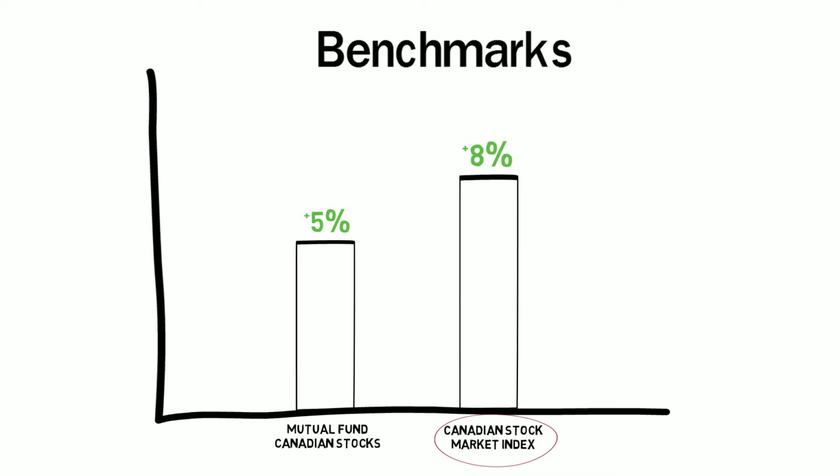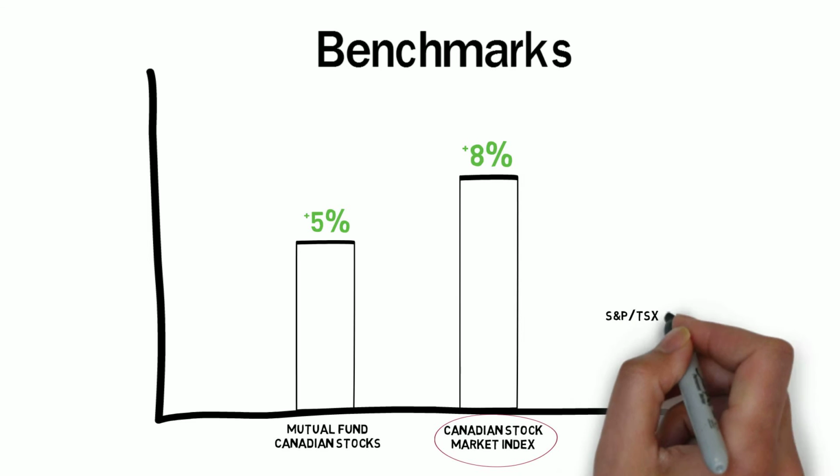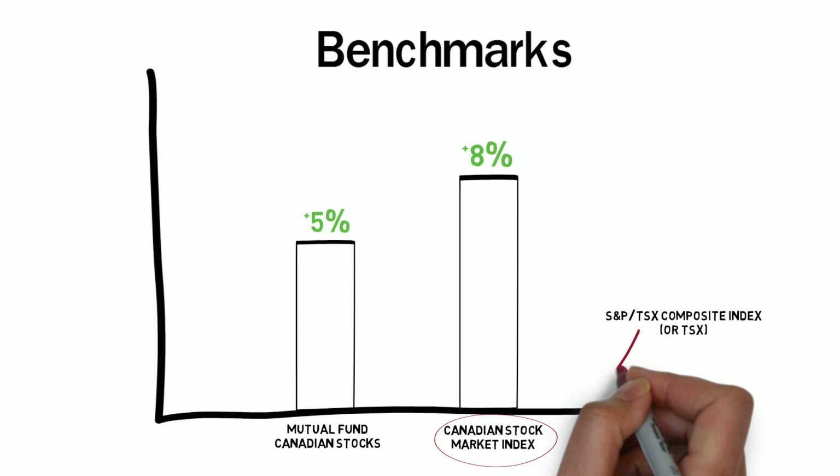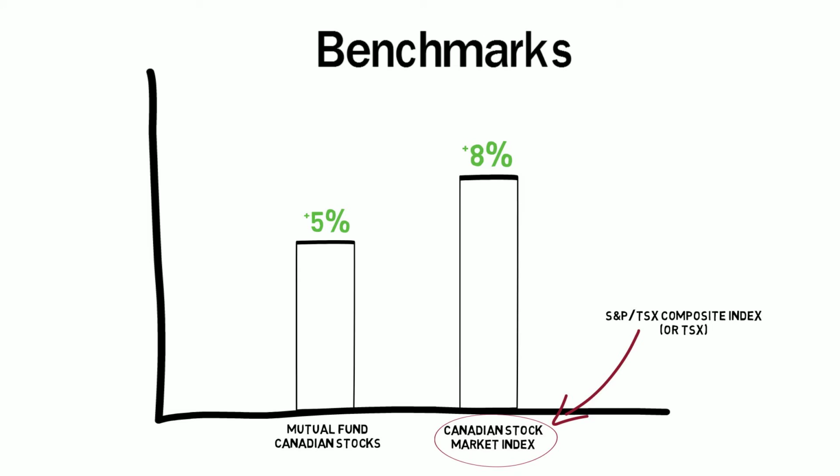Indexes are often used as benchmarks. For example, the S&P TSX Composite Index, often called simply the TSX for short, is commonly used as the benchmark for Canadian stock funds or strategies. If the index is up 8%, then the performance of your Canadian stock mutual fund or your collection of individual Canadian stocks you hold in your portfolio might be compared to this 8% number. If your Canadian stock investments return 10%, then you beat the benchmark by 2%. If your Canadian stock investments return 4%, then you underperform the benchmark in this case.